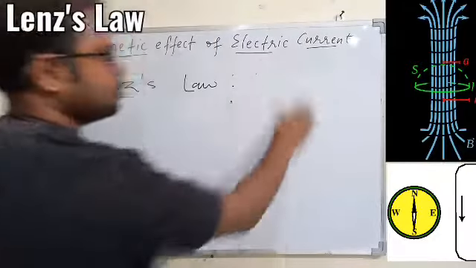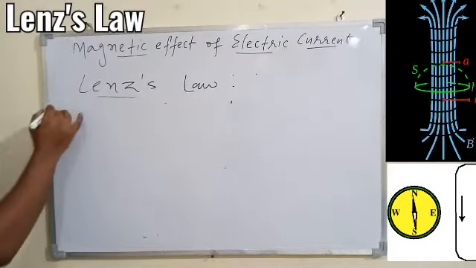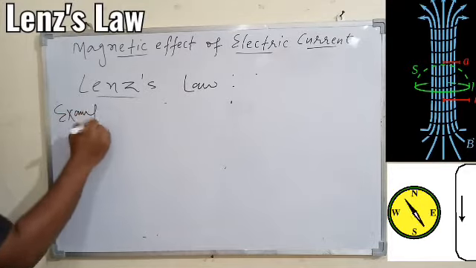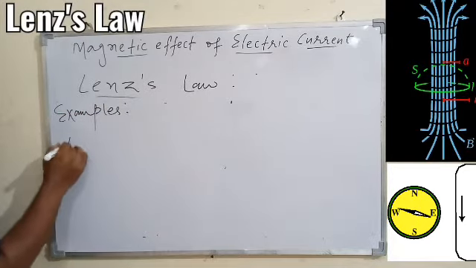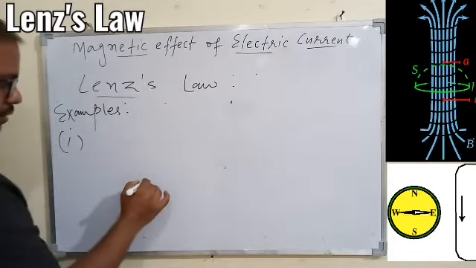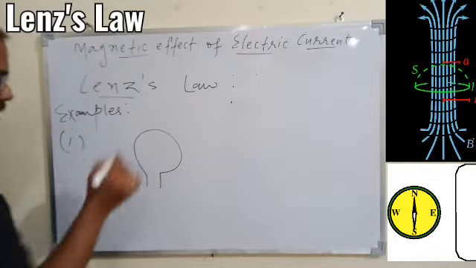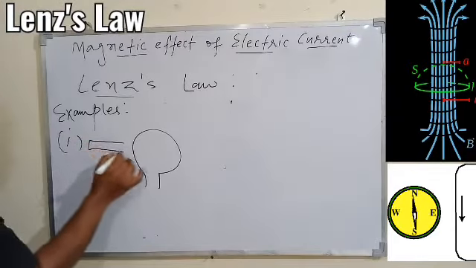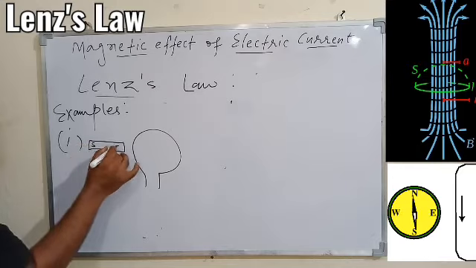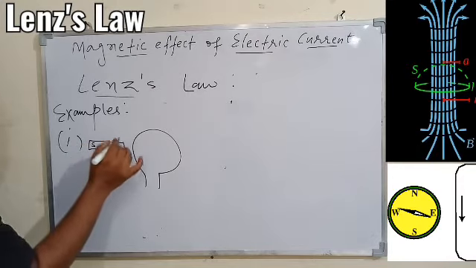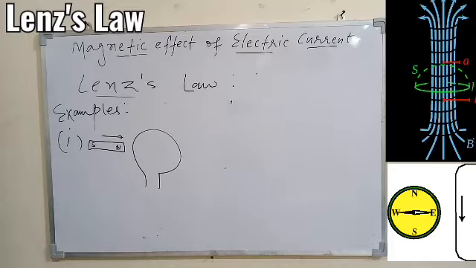So I am making all the diagrams so that it will have clarity. So examples I am taking. So first example, we have a coil and a bar magnet is moving with north pole facing this side and coming towards the coil.